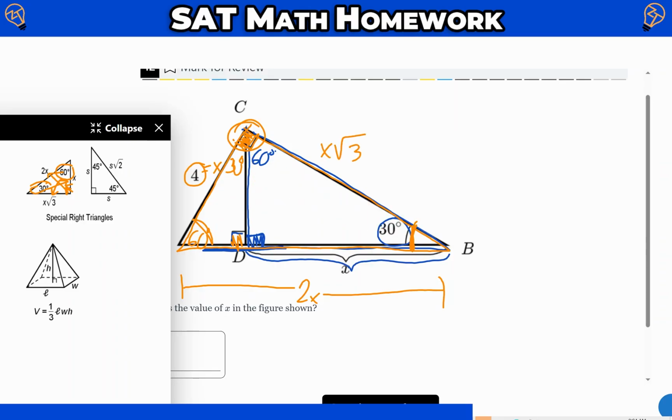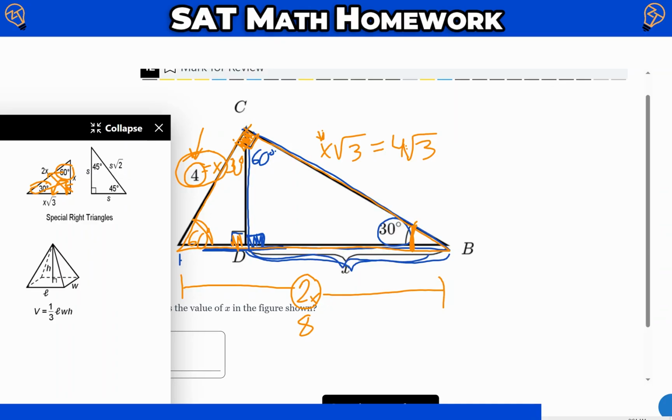So let's clean up some of that so it's not too messy here. And the fact that we know that this x is 4, well then that stands to reason that 2x is 8. And then really this side is going to be that 4 for x root 3. Okay, wonderful. Now, the fact that we're really trying to find this x right here, we got to think about what we could do there.